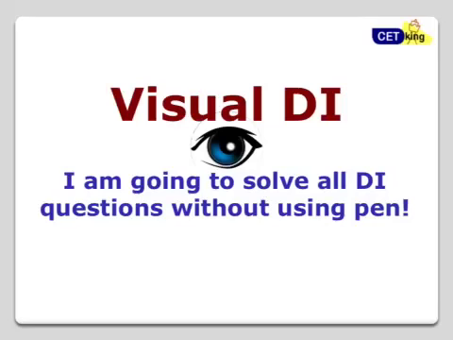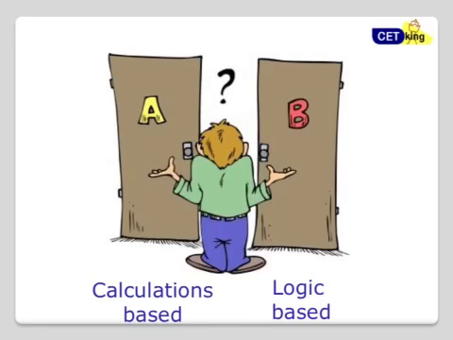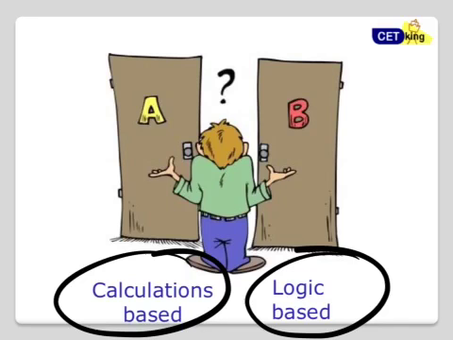In this workshop, the objective is to explain visual DI, in which the objective is to solve all the DI questions without using pen, and that should be the objective. There are two types of major questions. One is the calculation based DI and one is the logic based DI. Both of them are very common in your exams. Of late, more exam questions are calculation based, more about speed reading, how fast you do. Logic based is more about understanding, how good you are in the understanding of the questions.